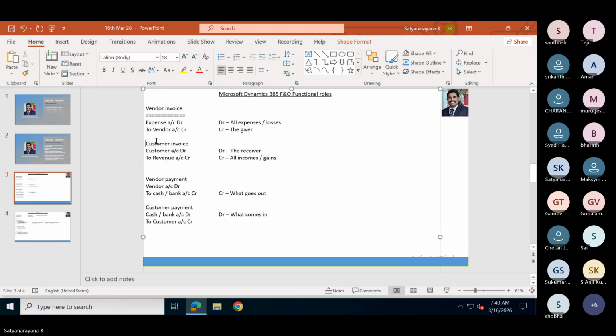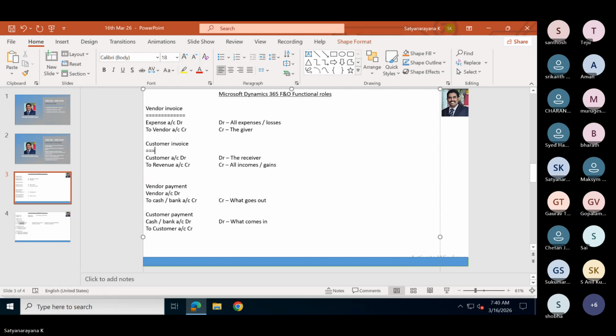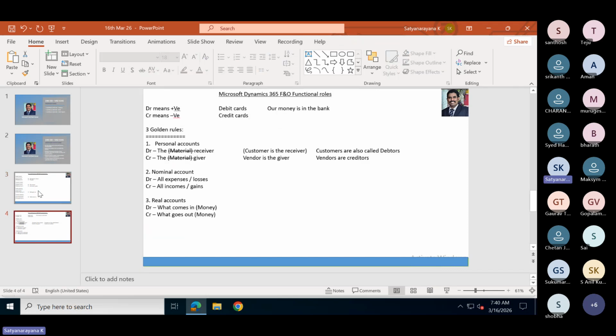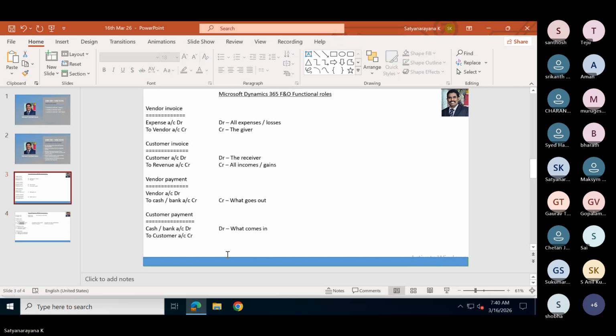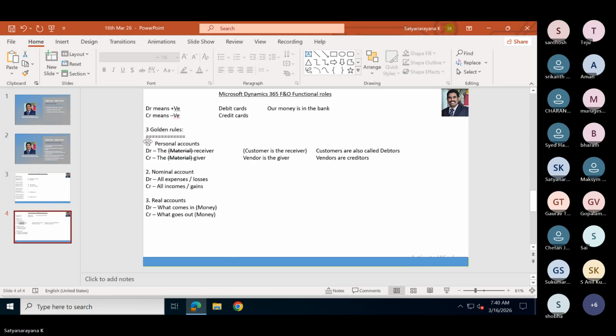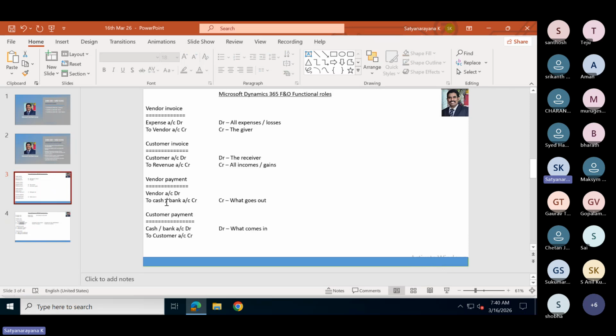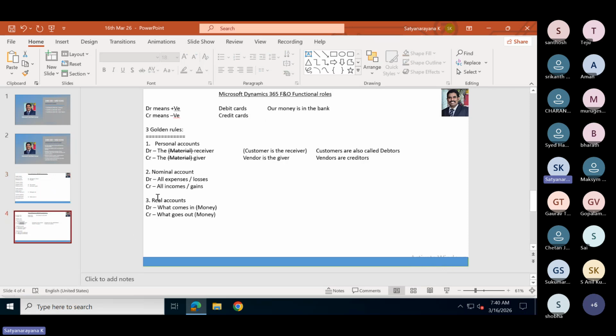Simple. Is it complex now? I can make sure you are going to learn this subject very strongly. Don't worry about that. So we are applying these three golden rules on four transactions. At the time of vendor invoice and customer invoice, you are applying personal accounts and nominal accounts. At the time of payments, vendor payment and customer payment, you are applying the real accounts.